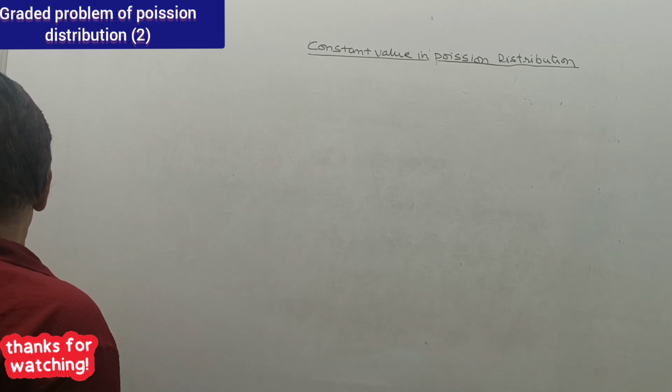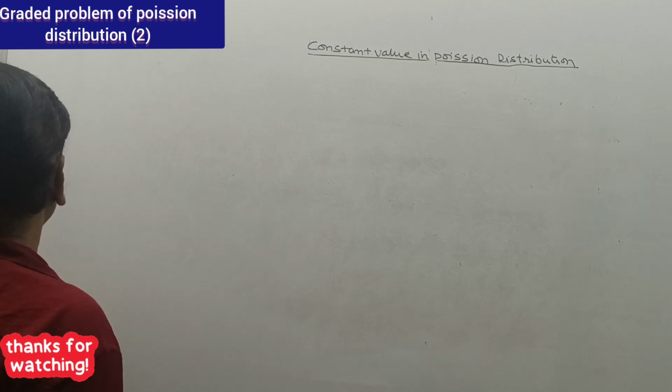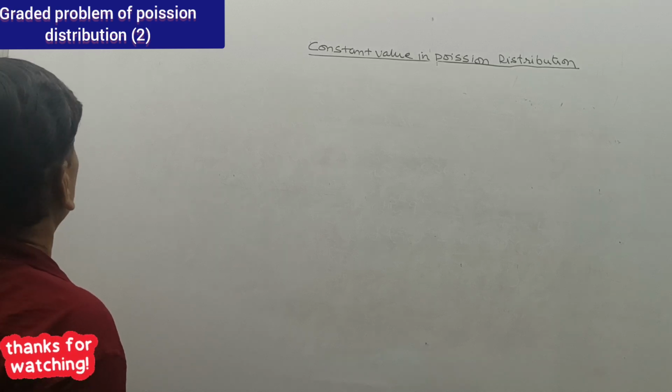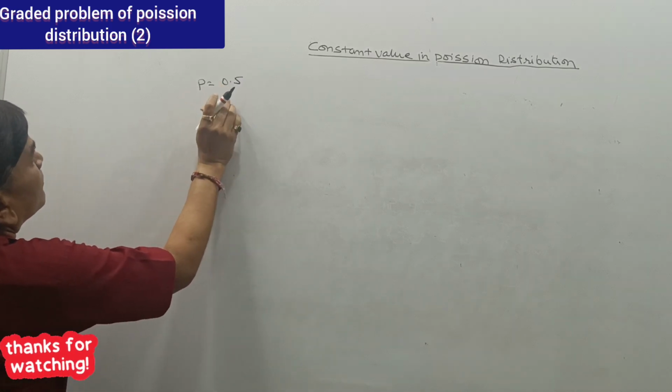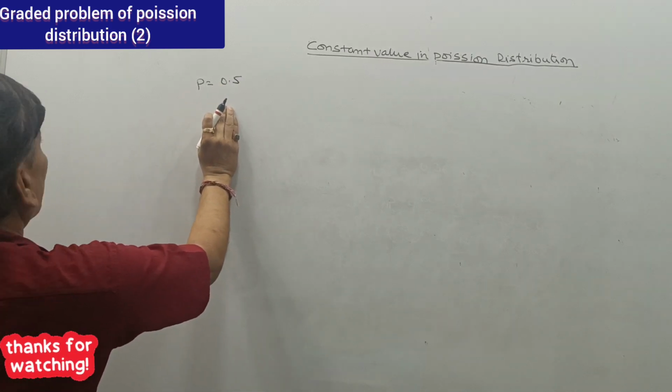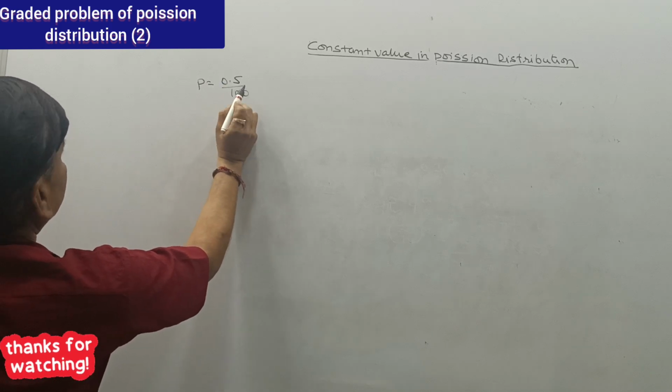In a factory, it is found that 0.5% of products are defective. P is equal to 0.5%, it means 0.5 upon 100.